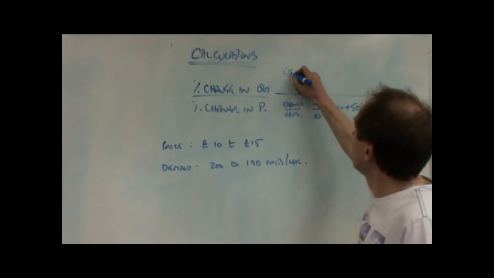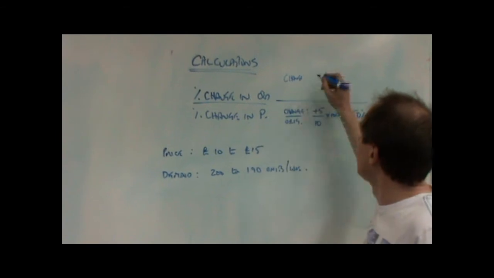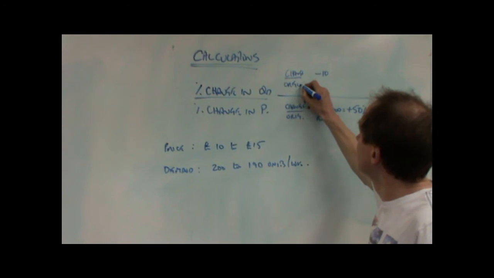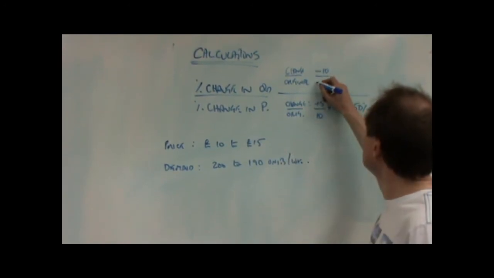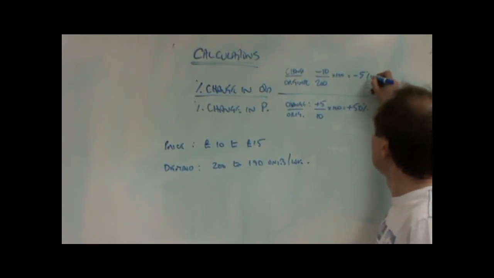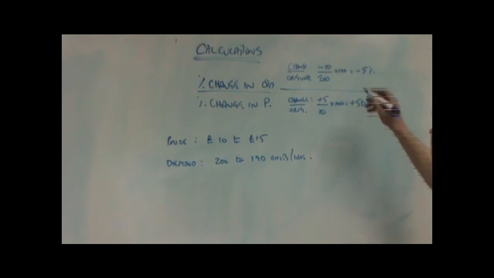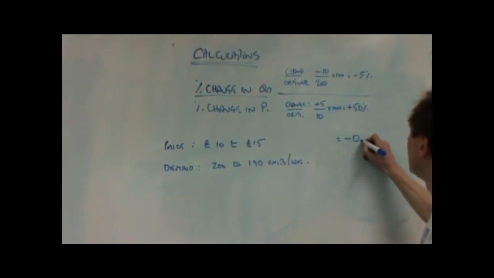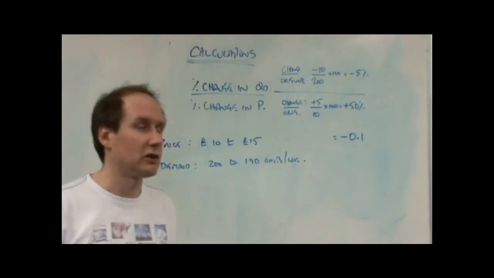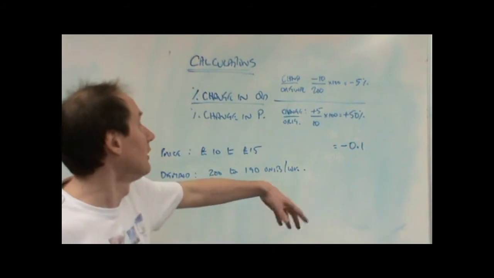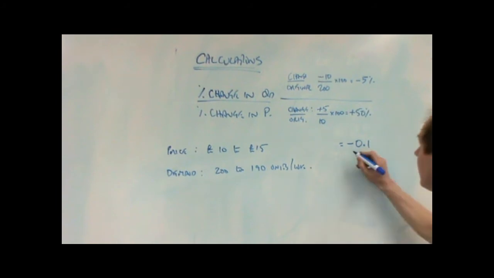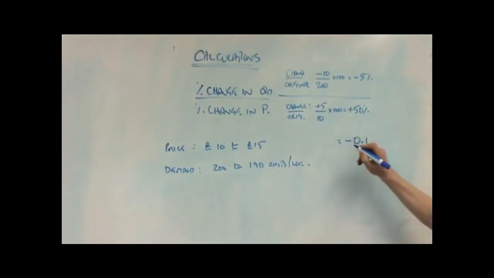Now look at demand. The change is minus 10, demand has gone down by 10 units. The original was 200, times 100, that gives you minus 5%. So all we now need to do is divide them, and we get minus 0.1. Demand is changing only by 0.1 times as much as the change in price. So a 50% change in price leads to a 5% change in demand, a 20% change in price would lead to a 2% change in demand, and in the opposite direction. So they are negatively correlated.